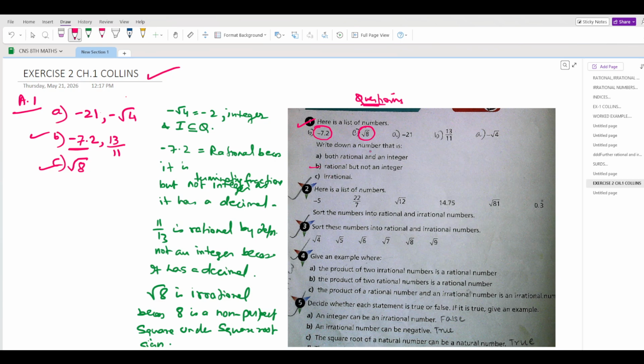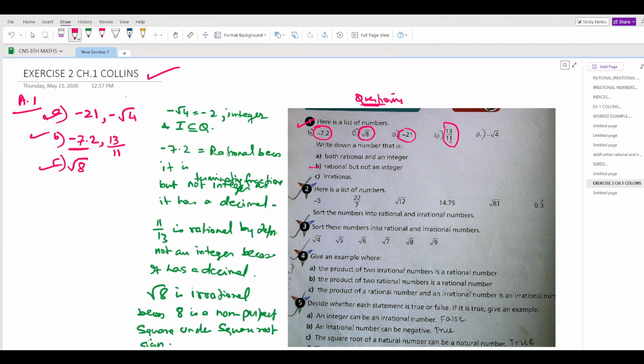Okay. Next number is minus 21. Now minus 21 is an integer, and you know all integers are rational also. So minus 21 is a rational number as well as an integer. So we can put it in the category both rational and an integer. You can see I have put it in this A category. This is done.